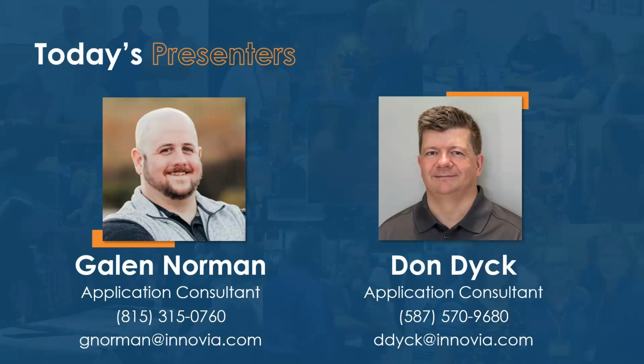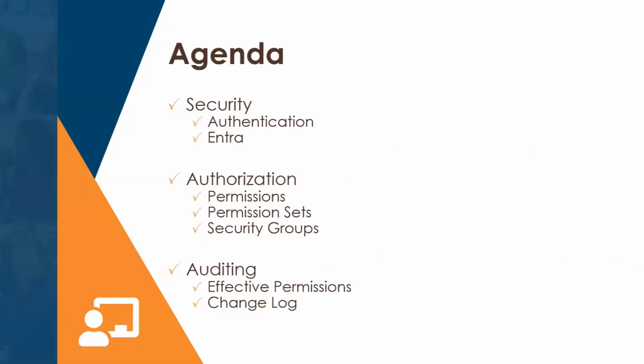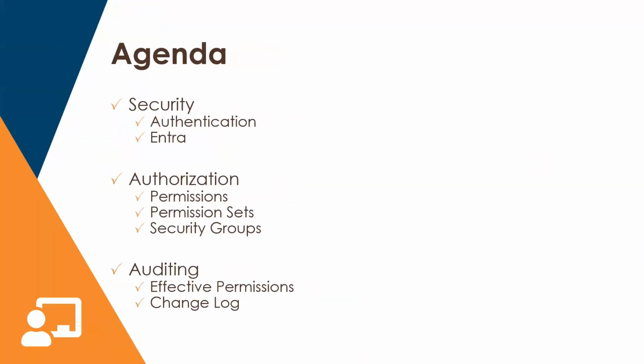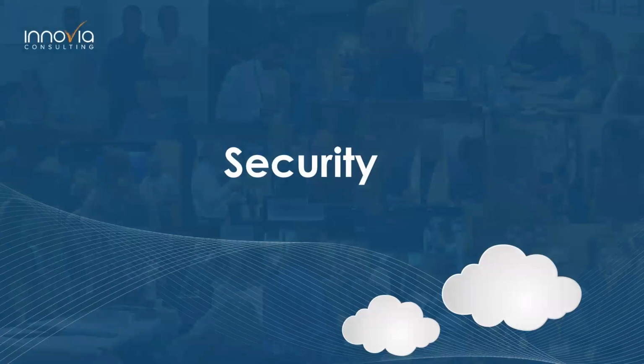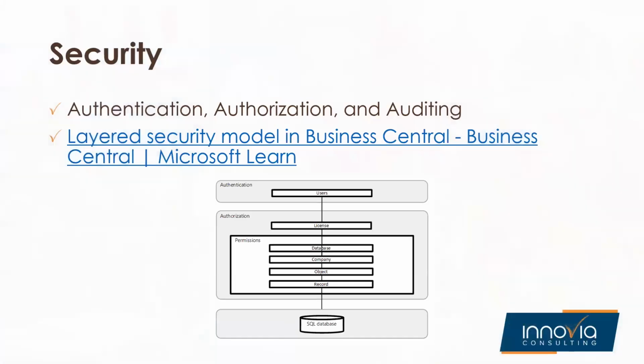All right, so we're going to get into the agenda. Our presentation will be broken down into 3 sections. Authentication, so who can get into your system and how. Authorization, once in your system, what are users allowed to do? And auditing, are your users able to use the system effectively, and are they doing it appropriately for their roles? So we'll give you a little summary here, and I'll hand it over to Don.